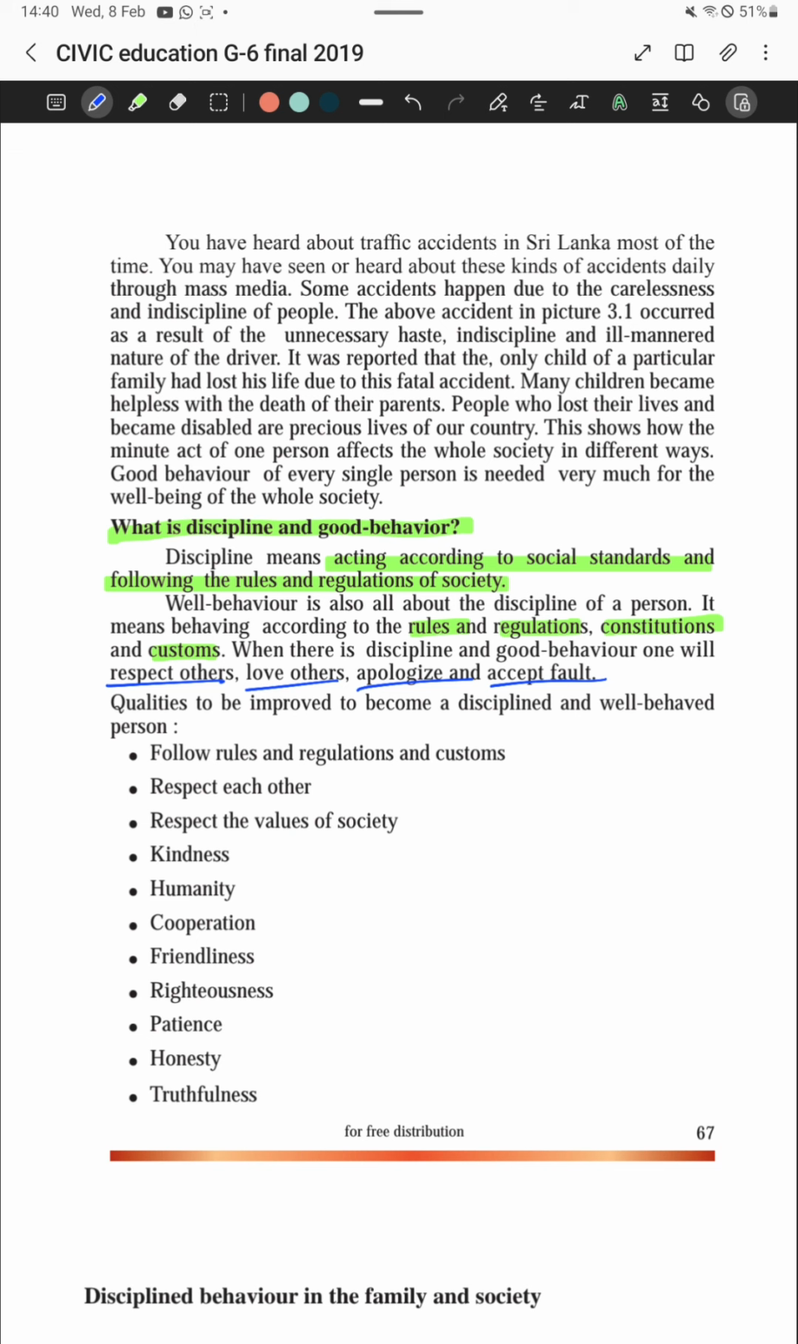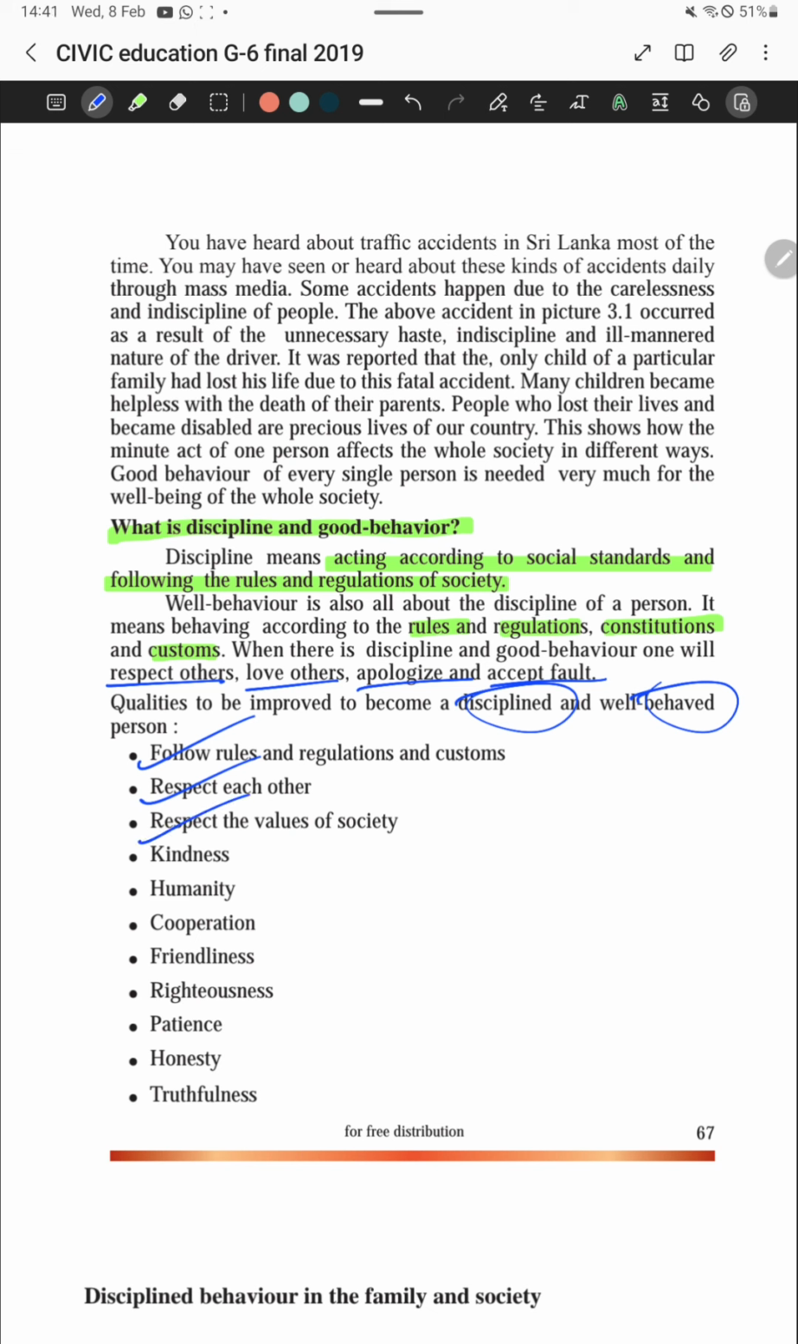So following are the qualities that you can find in a disciplined and well behaved person, right? First one, he or she is a person who follows the rules and regulations and also customs of the country, and respects others, and also respects the values of the society, right?